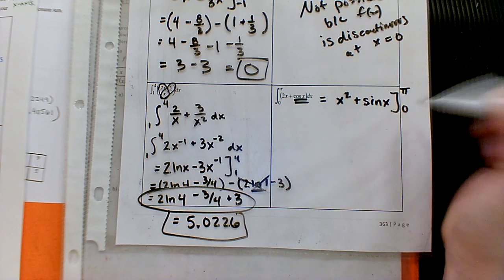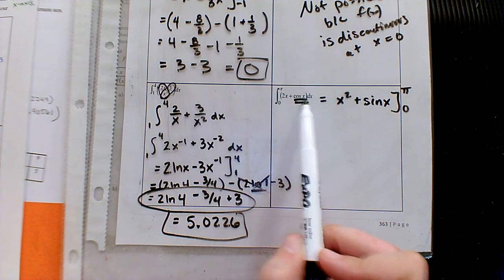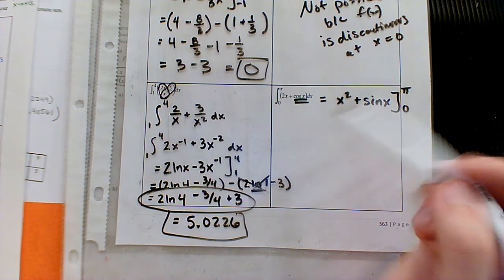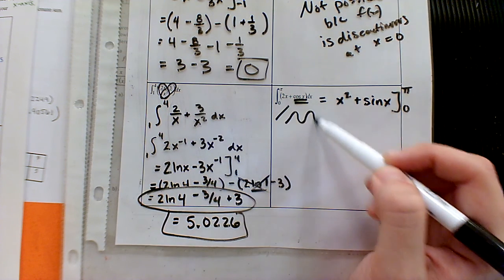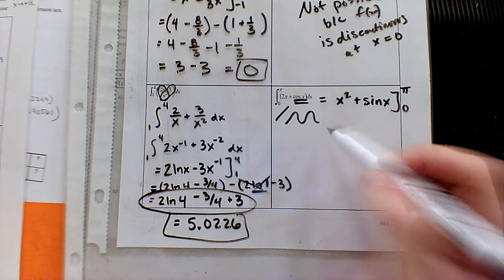Upper bound pi, bottom bound 0. I think we really should check the conditions, though, right? As with any theorem. But I don't think 2x or cosine is undefined anywhere, because one's a line and the other one's a wave. So we don't have to worry about any discontinuity there.